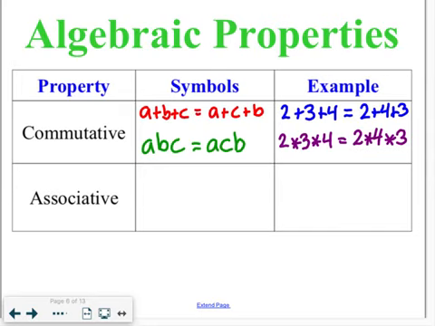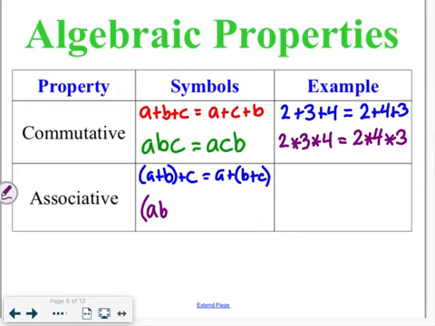The associative property is a similar idea, but instead of shifting the order of the numbers, we're going to shift the location of the parentheses. So if I have in parentheses a plus b plus c, I can shift those parentheses to a plus parentheses b plus c. Again, the same thing works with multiplication. So if I have a times b in parentheses times c, I can change that to a and then in parentheses b times c.